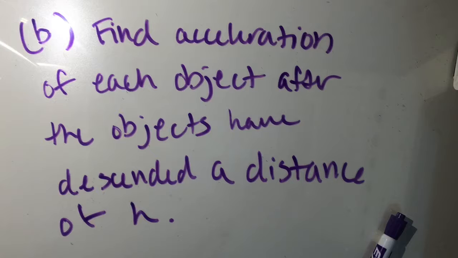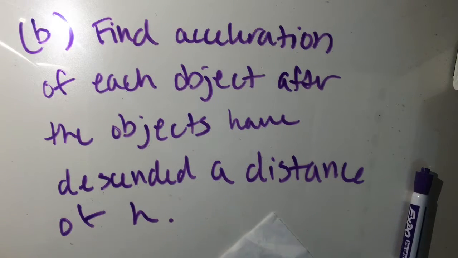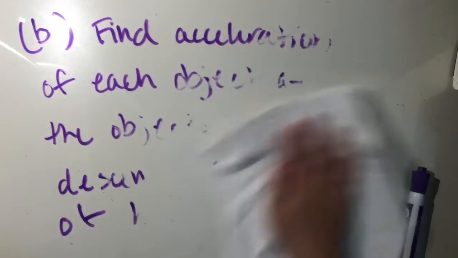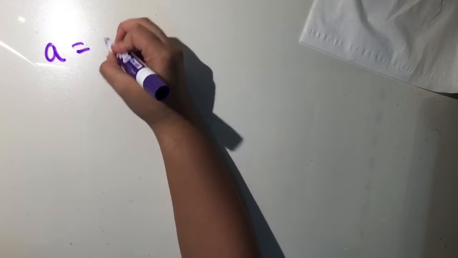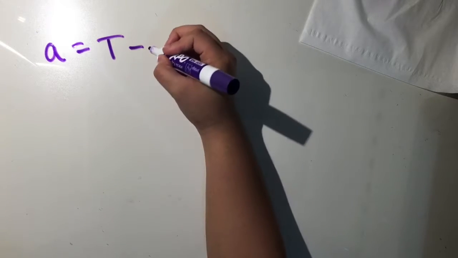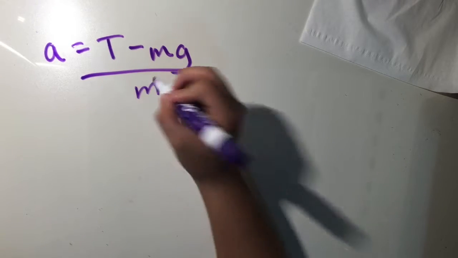Part B of this problem was to find acceleration of each object after the objects have descended a distance of h. And we could use the equations that we found for part A. So the first thing we have, acceleration is constant. And we had acceleration equals tension minus mass of the ball times gravity over mass.